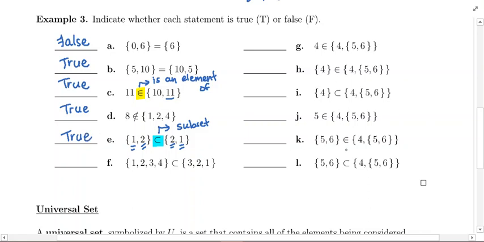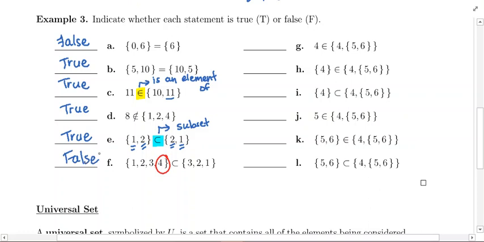All right, let's look at F. This is also dealing with subset notation. Now we're asking, is the set {1, 2, 3, 4} a subset of the set {3, 2, 1}? Again, is it true that every element over here is also in this set? The answer is no. 4 is the problem. 4 is an element of the set on the left, but it's not in the set on the right. So it is not true that every number in this set is in this set. So this is a false statement.